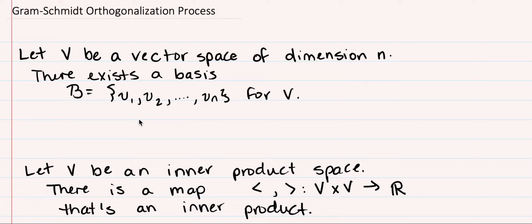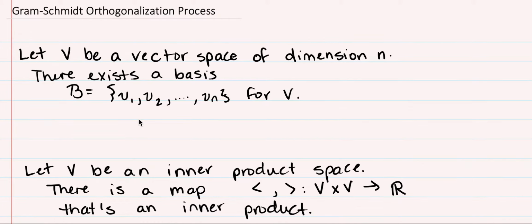We're going to attach to this vector space V an inner product. Remember that an inner product is a map that takes pairs of vectors from V and sends it to a real number. And an inner product also has to satisfy three conditions. You might want to review what the three conditions are, but I'll repeat them quickly.